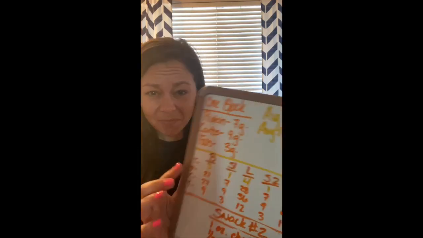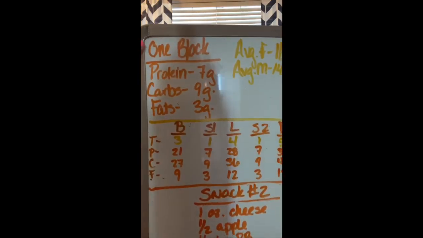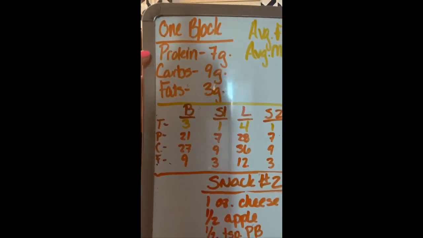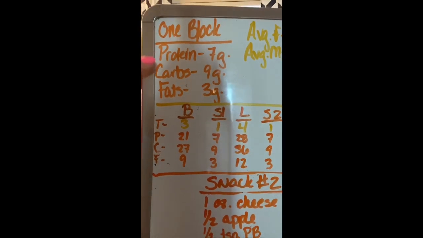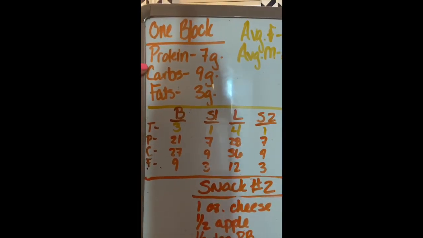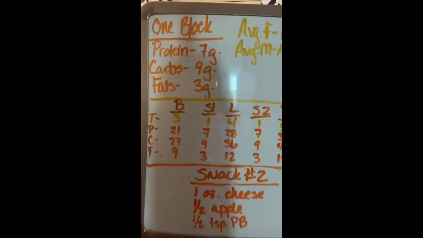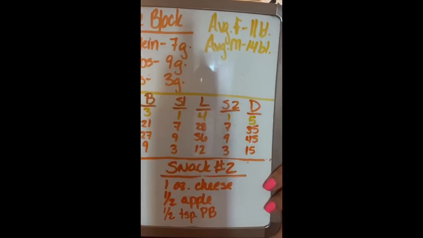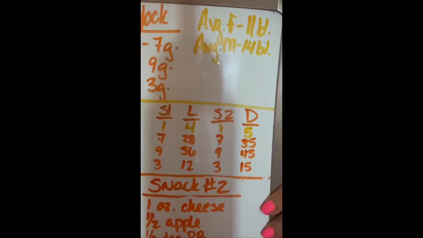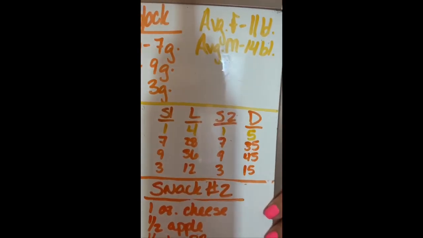Here we go. So we start here. One block has all three macronutrients in it. The three macronutrients are protein, carbs, and fats. There's 7 grams of protein, 9 grams of carbs, and 3 grams of fat in one block. The average adult female is allotted 11 blocks per day, and the average adult male is allotted 14 blocks per day. I'm using the average adult male as my sample, and then you all are using the average adult female. So my numbers will be different than yours, but follow along for that practice.